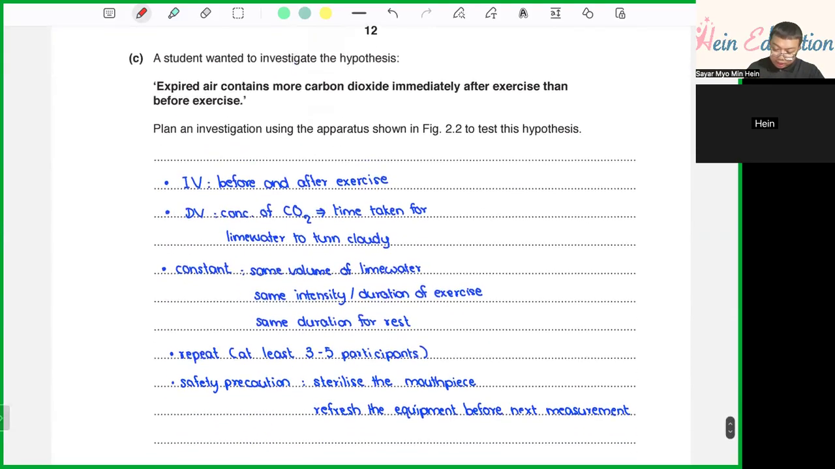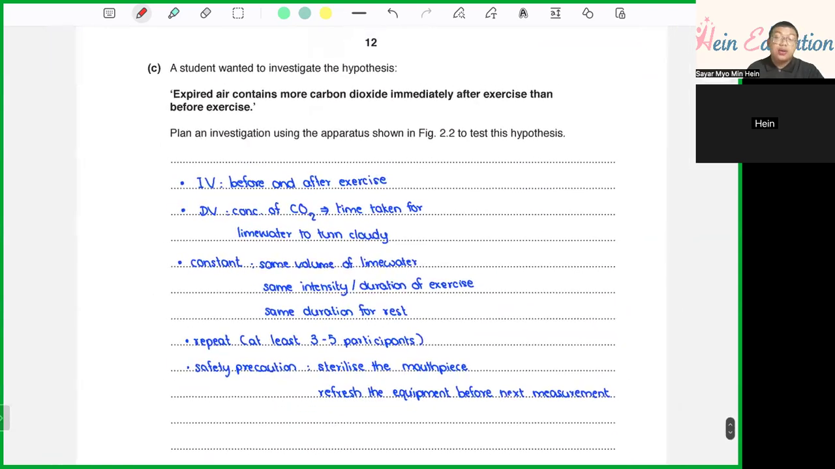And for the last question, which is a 6 mark question, a student wanted to investigate the hypothesis that expired air contains more carbon dioxide immediately after exercise than before exercise. So from this, you have to plan an investigation. Again, remember, in this kind of question, you are not expected to give the results. You just need to give a plan for the examiner, like how you would carry out this kind of experiment. In this case, the independent variable would be before and after exercise, and the dependent variable would be concentration of carbon dioxide.